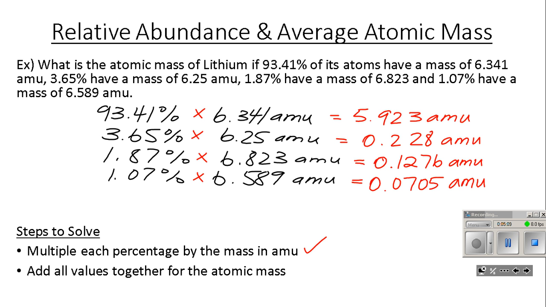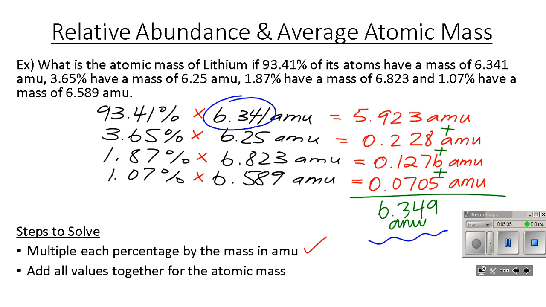So I've done step one. I've multiplied the percentages by their atomic masses. To get the final answer, I'm going to take all of these values and I'm going to add them together and I'm going to get a total. And when I get my total, it's 6.349 atomic mass units. And when I examine that, again, what is my highest percentage? Well, my highest percentage was at 6.341. So it should make sense to me that my mass should be very close to that 6.341.